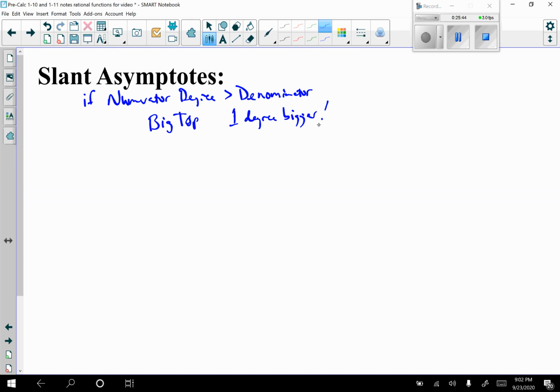It's going to have a slant asymptote. So bigger on top, we're going to have a slant asymptote. Specifically, 1 degree bigger. That's what makes a slant asymptote. Actually, if it's 2 degrees bigger on top, you get a parabolic asymptote, an x squared asymptote. 3 degrees, you get an x cubed asymptote. We're only going to deal with lines, and all of them we give you will be 1 degree bigger. So 1 degree bigger is a slant asymptote, and to find it, we get to do our favorite thing: find using division.